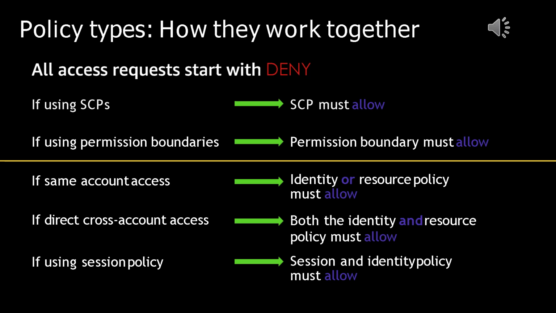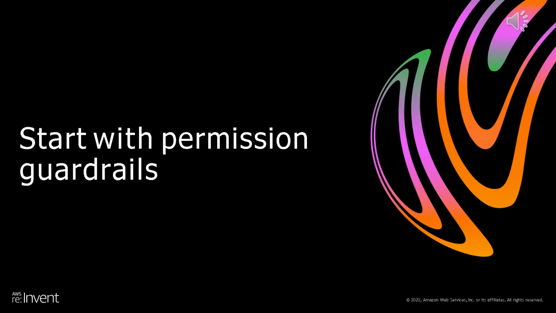So when it comes down to it, we all know that all access requests have either allow or deny. It's important to note that all access requests start with a deny. So unless there is an allow in the policies that grant access, the access will be denied. With that being said, all access starts with a deny. But if we want to get an allow, here are some ways to do so. One example is if we are using SCPs, the SCP must allow the request, and there are some other examples below that as well. That was our quick review on permission tools and how they work together.